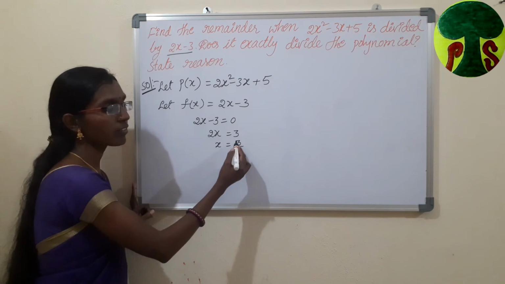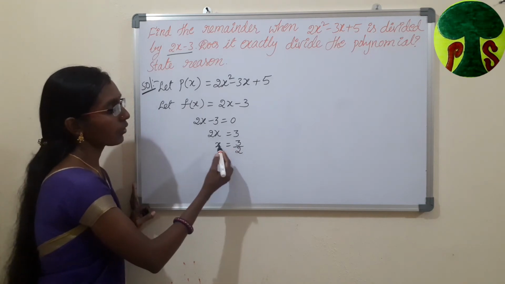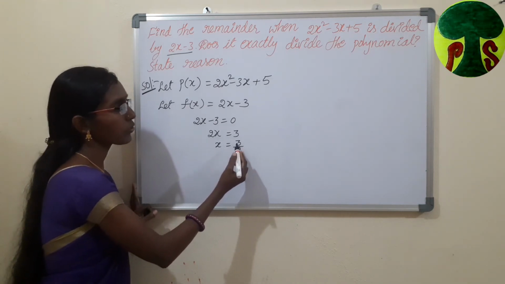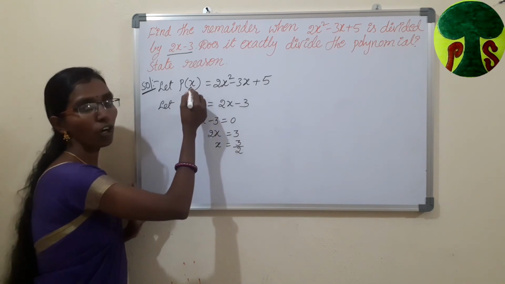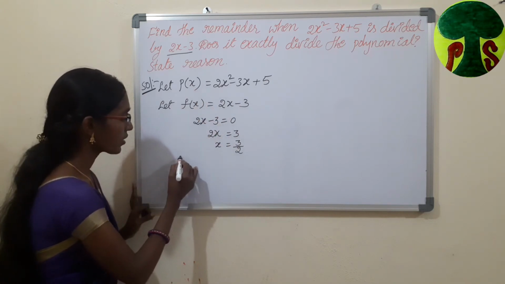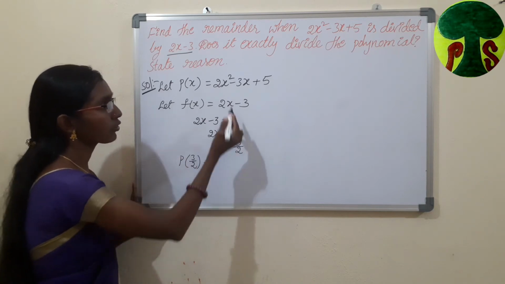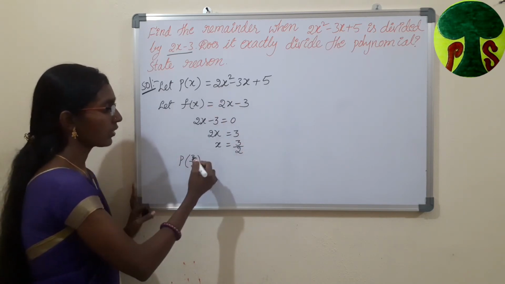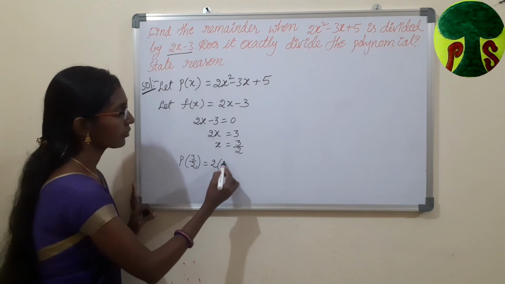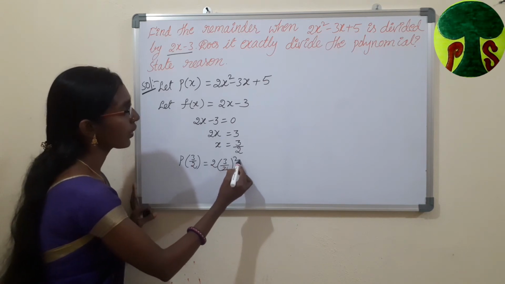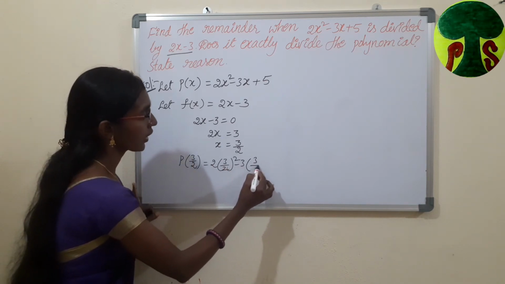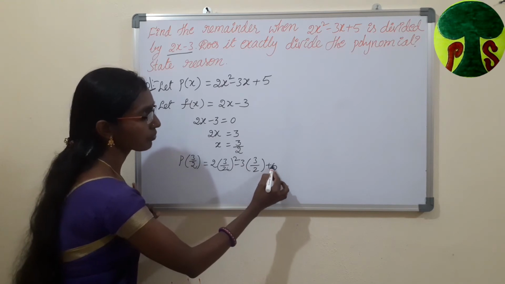X value is 3 by 2. Now, we have to substitute x equals 3 by 2 in p of x, which means p of 3 by 2 is equal to, we have to replace x by 3 by 2. 2 into (3 by 2) whole square minus 3 into 3 by 2 plus 5.